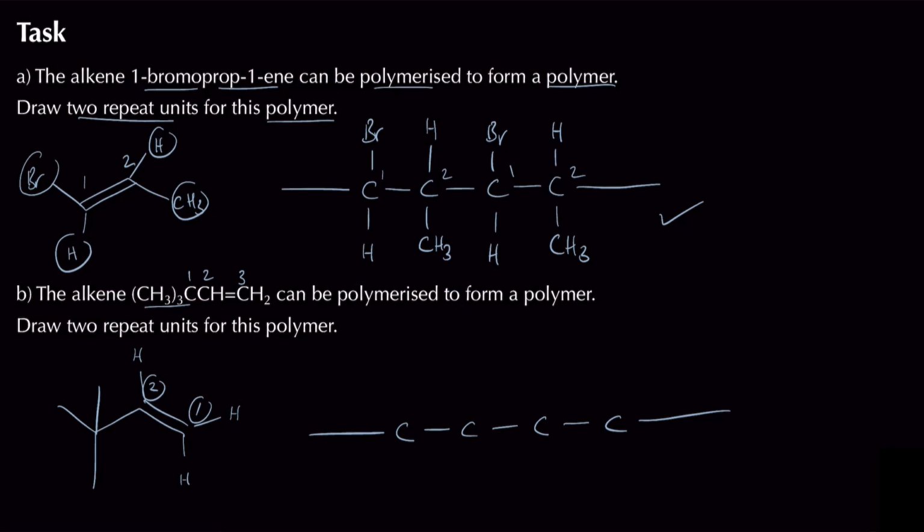Let's start with carbon 1. I've got a hydrogen here, carbon 2, we're going to leave that. The other carbon 1, I've got 2 hydrogens again. And then let's look at carbon 2 now. Well, I've got a hydrogen pointing upwards in this case, so I'm going to keep it as it is. Now what's pointing downwards in this case?